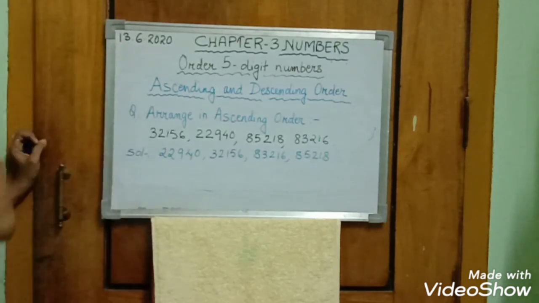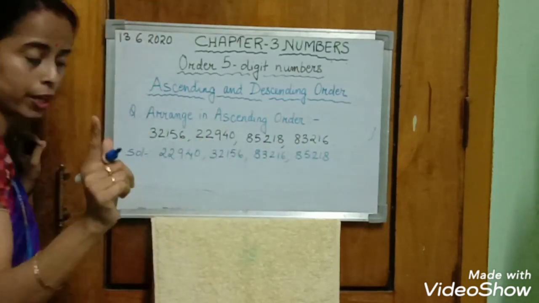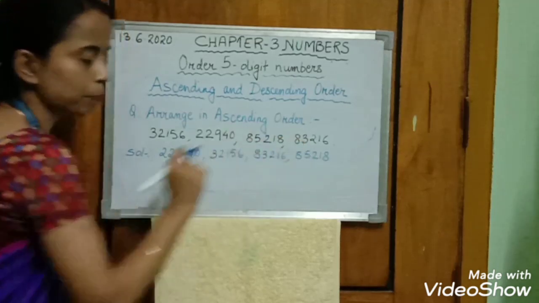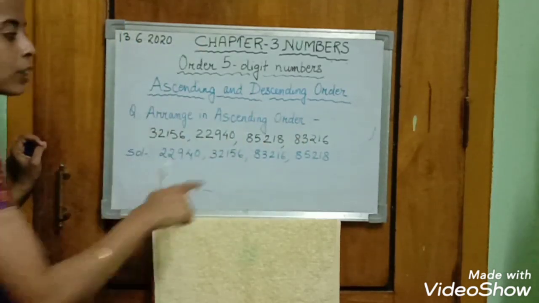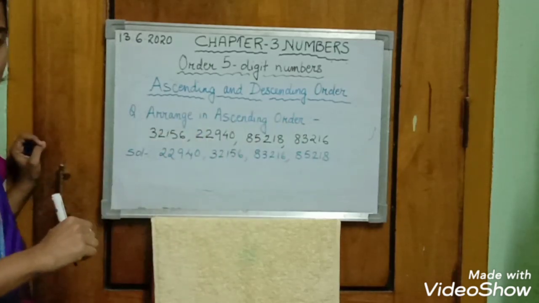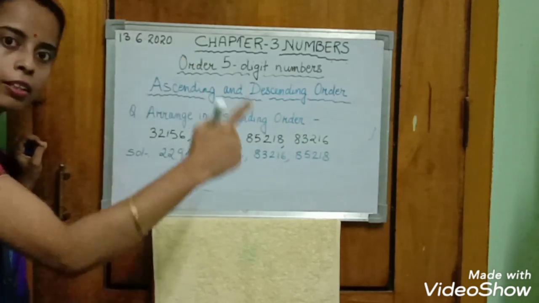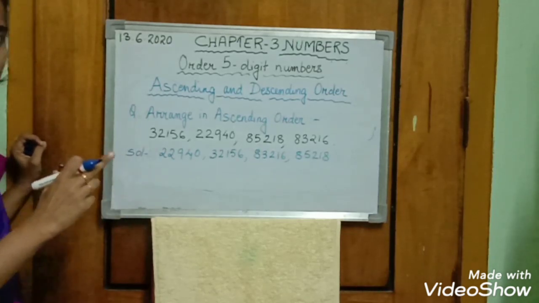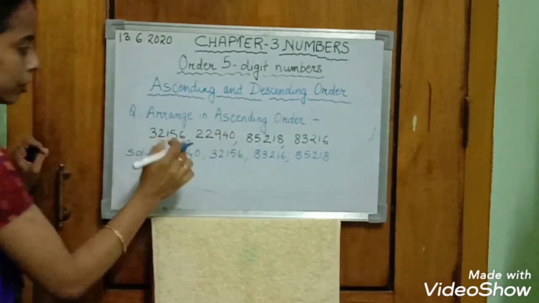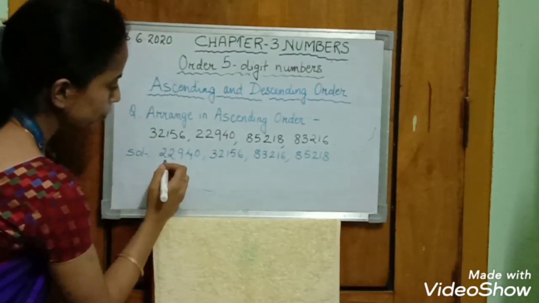So, if the 10,000 place is same, children, you compare the 1,000 place. If the 1,000 place is also same, then you proceed to the next one, that is called 100 place. Right? So, you have to compare like this by seeing the numbers' place value. Right? Now, here you see 22,000.